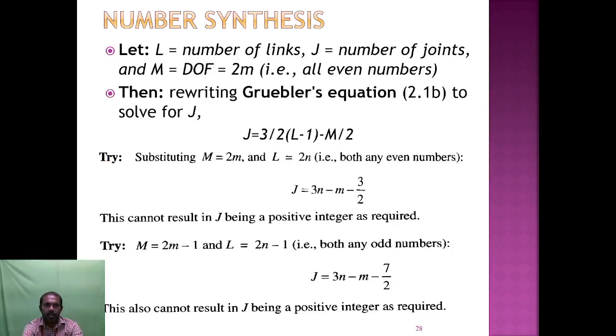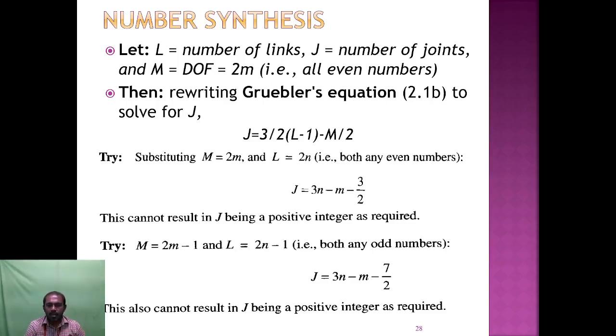Let us explain with Kutzbach's equation. Here J is equal to 3 by 2 (L minus 1) minus m divided by 2. Here L means the number of links, J means the number of joints, m means degrees of freedom. Substituting m equal to 2m and L equal to 2n, both even, we get J is equal to (3n minus m minus 3) by 2. This result cannot be a positive integer.